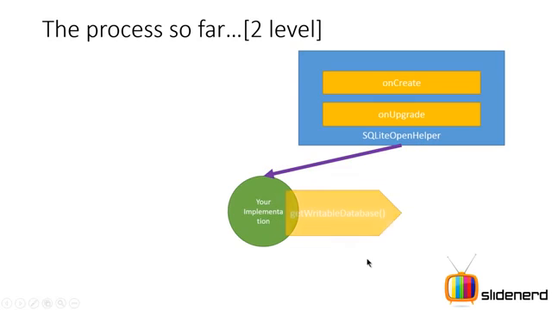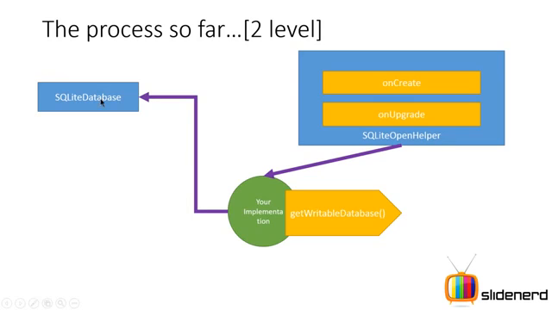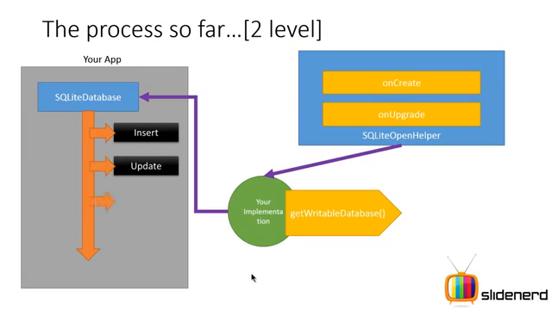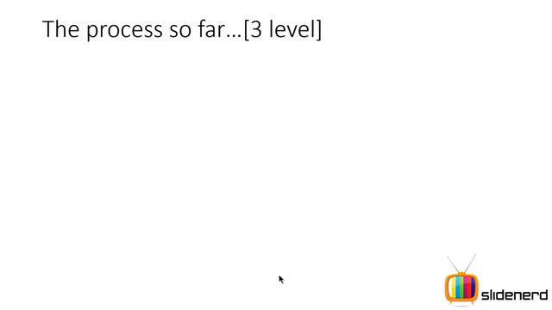Now when someone calls the method getWriteableDatabase on your implementation, what you're going to return is an Sqlite database object. This is the complex stuff so far. This Sqlite database object is the one that you're going to be using inside your app to perform operations like insert, update, delete, and query. This is the 2-level database design as far as a simple database is concerned. Now let's talk about the 3-level. Things are very much the same over here except for a few changes.